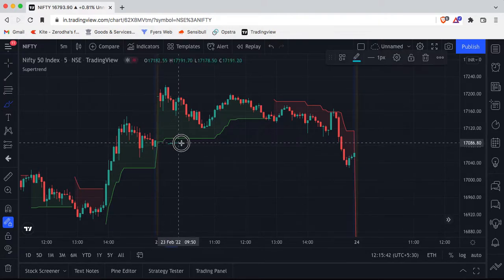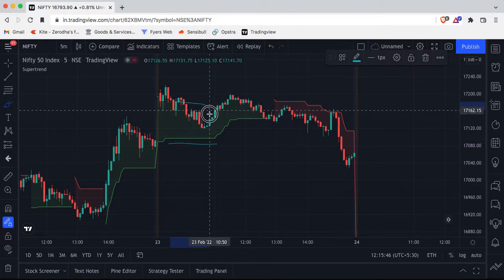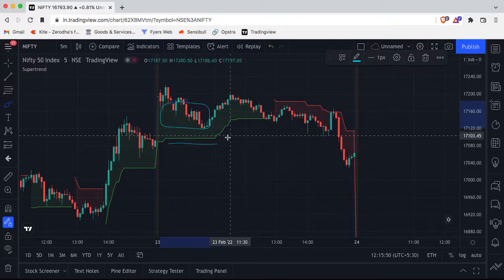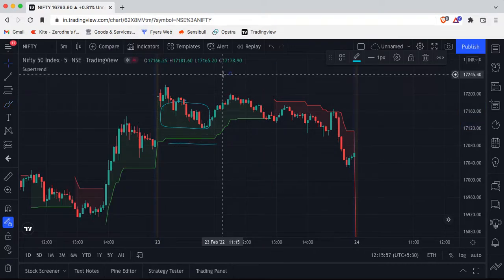Here you can see it is in a straight line, which means from this line to this line, the market did not go much higher or lower. So this is a kind of straight line. Okay, so this is how you can read your super trend. This super trend you can even use for investing purposes.